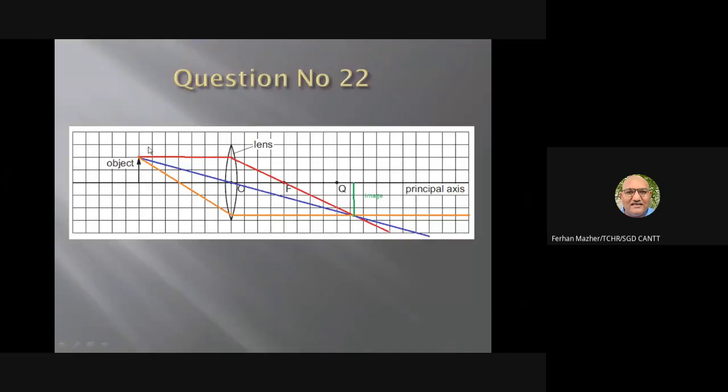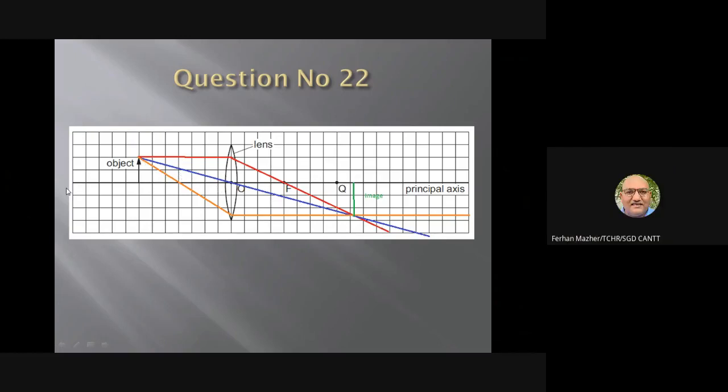So you can see, to locate the image, I have started this first ray, which is of red color. I started it from the head of the object, and this moves parallel to the principal axis. After passing through the lens, it will pass through the F. The second ray, I started from the head of the object and passed through the optical center, and it goes undeviated. This I have represented with the blue line.